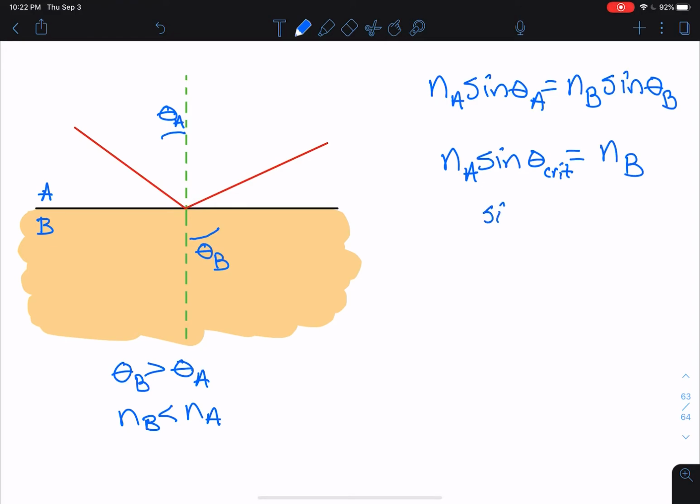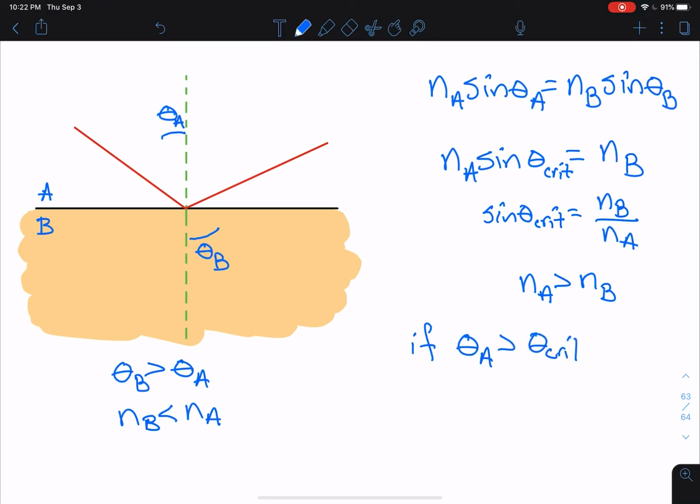And so we get sine of theta critical. This is how it's written in the content. And n_a has to be greater than n_b for this to be true. This defines a critical angle. If theta a is greater than the critical angle, then we get total internal reflection.